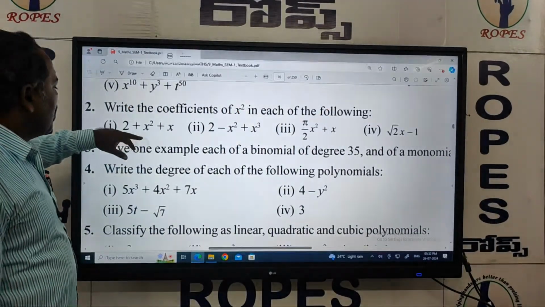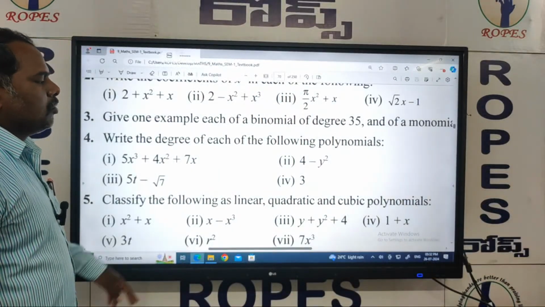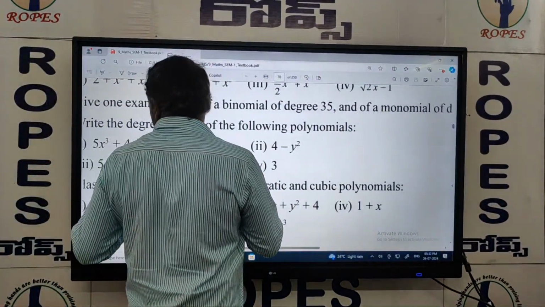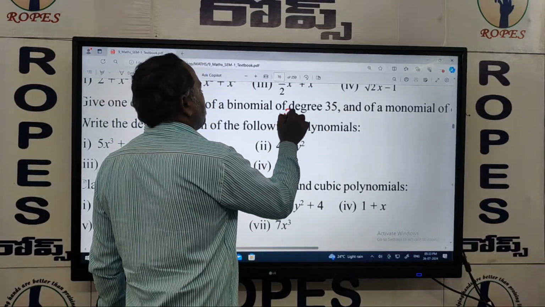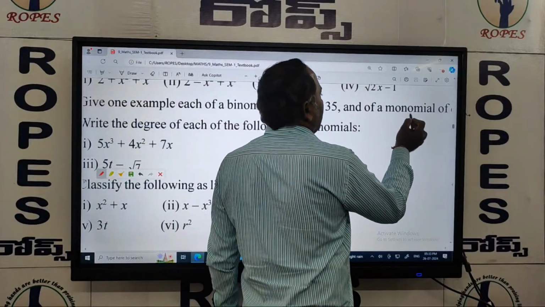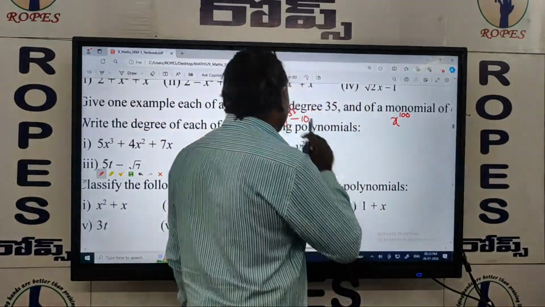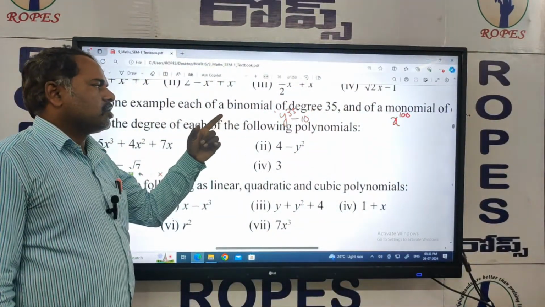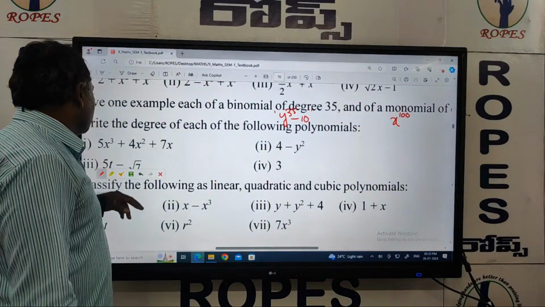Next, another question: give one example for a binomial with degree 35 and a monomial with degree 100. For the binomial with degree 35, we wrote y power 35 minus 10. Any example we can write. For the monomial with degree 100, I wrote x power 100. Monomial means one term, binomial means two terms. Any example can be written, but the binomial degree should be 35 and the monomial degree should be 100. That's already written.